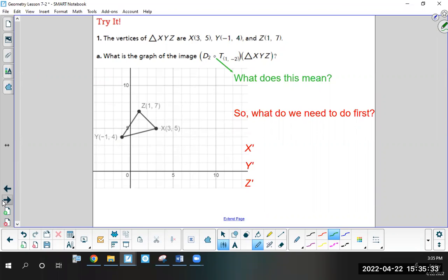Dilate with a scale factor of 2 after translating. And if you remember the translation notation, 1 means 1 to the right, and then -2 means down 2. Okay, and then we're going to be doing that to triangle XYZ. So you can say, as far as what it means, dilates after translating. Okay, so what do we have to do first? The very first thing we should be doing is translating.